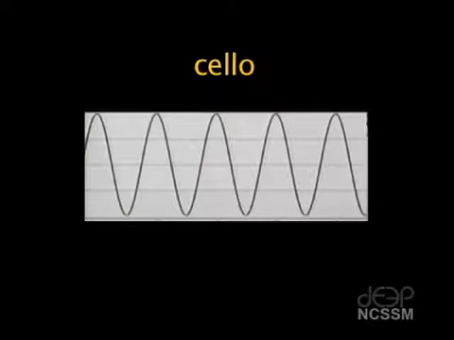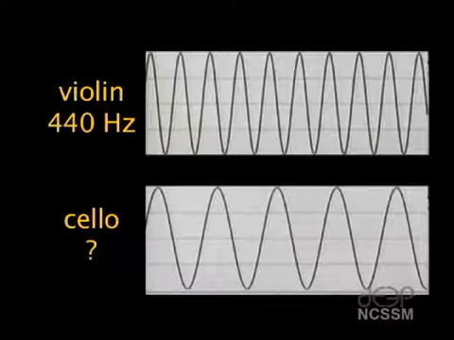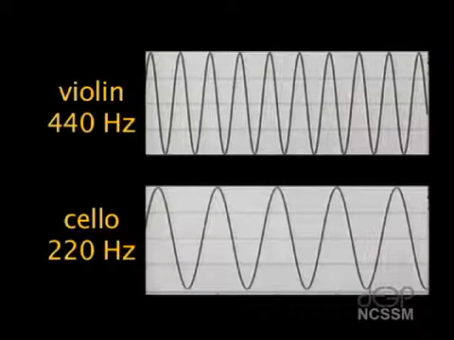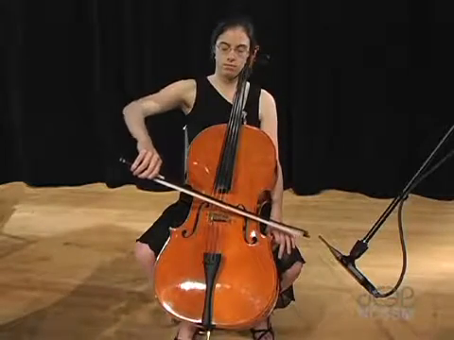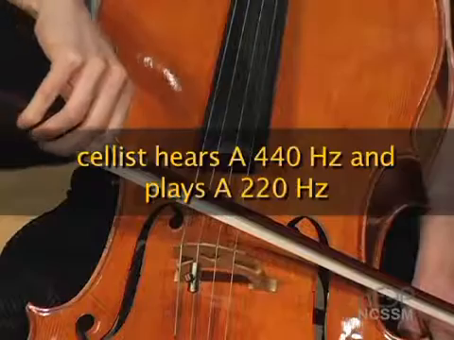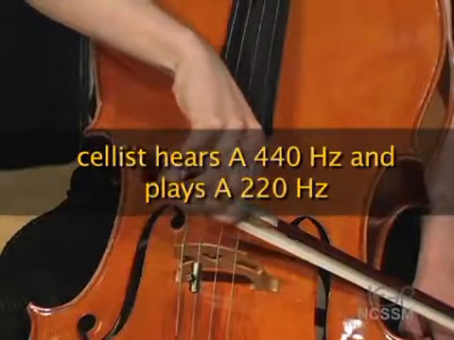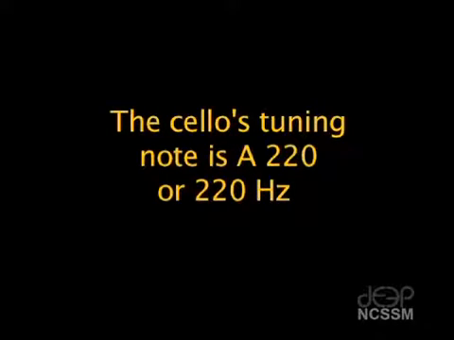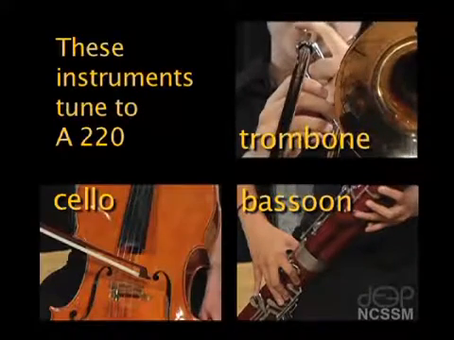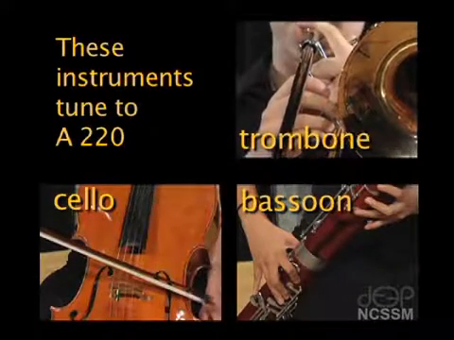Let's take a look at the diagram of the pitch that the cello played. After seeing both pitches as diagrammed, can anyone guess the frequency of the cello? If you guessed 220, you are correct. When the cellist tunes their instrument, they hear an A440 and play an A220. This is because the cello is a lower pitched instrument. The cello's tuning note is A220 or 220 hertz. Here are some other instruments that tune to A220.